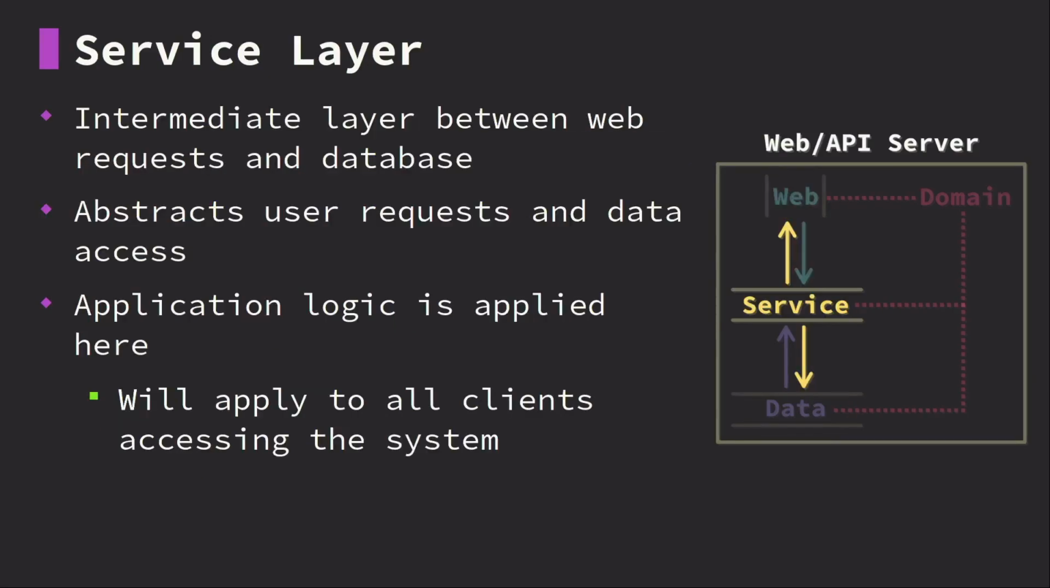Next, we have the service layer. The service layer acts as an intermediate layer between web requests and the database. The purpose of this layer is to abstract between user requests and data access. And this also allows us to insert application logic within this layer. Doing so will apply this logic to all clients that are accessing the system. The service layer here is able to communicate with both the data layer and the web component. However, it cannot communicate with clients. So it's limited to communication within the server itself only.